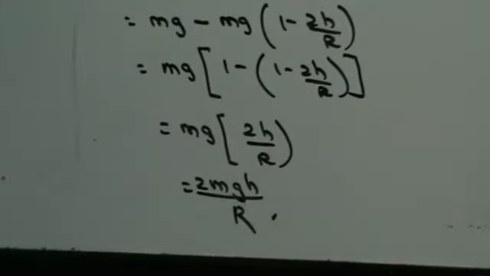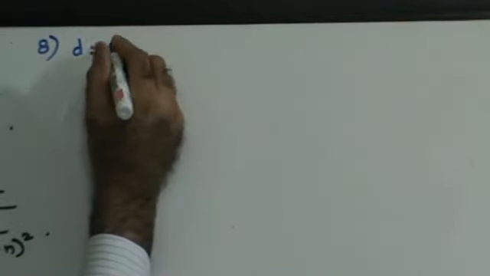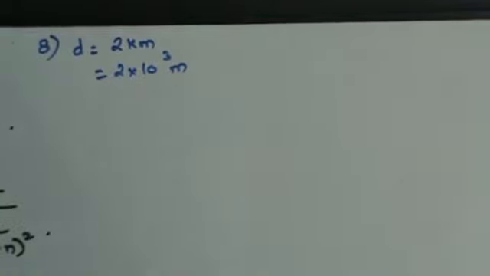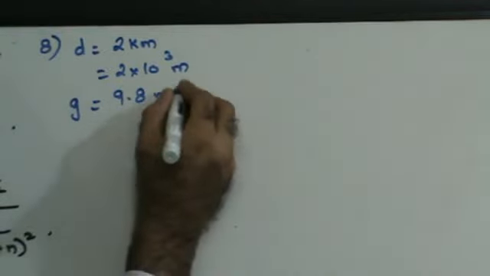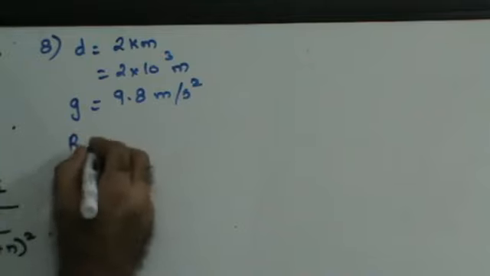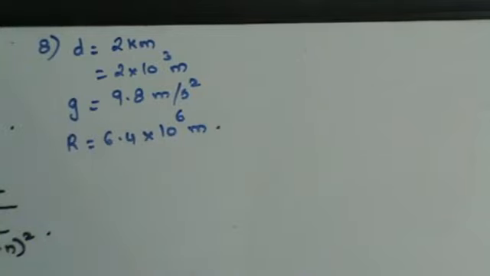What will be the value of g at the bottom of the sea, 2 kilometers deep, if g on Earth's surface is 9.8 meters per second square and R is 6.4 into 10 raised to 6 meters.